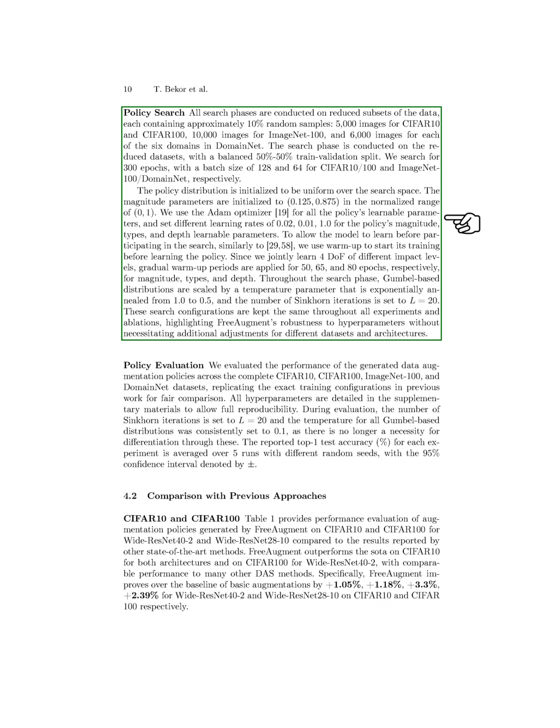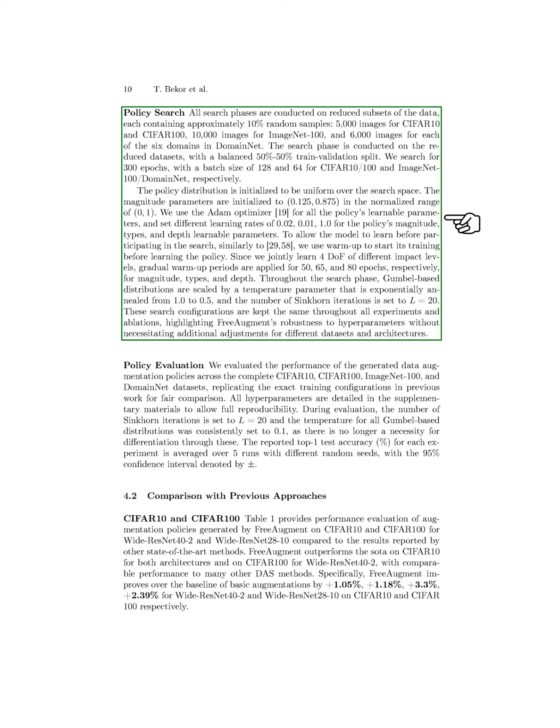For policy search, we conduct our searches on smaller data subsets, each containing about 10% of random samples, 5,000 images for certain datasets, 10,000 for others, and 6,000 images for 6 domains. We maintain a balanced train validation split of 50% to 50% and search for 300 epochs, using batch sizes of 128 and 64 for different datasets. We initialize the policy distribution uniformly and set the magnitude parameters to a normalized range. We use an optimizer for the learnable parameters, with varying learning rates for different aspects of the policy.